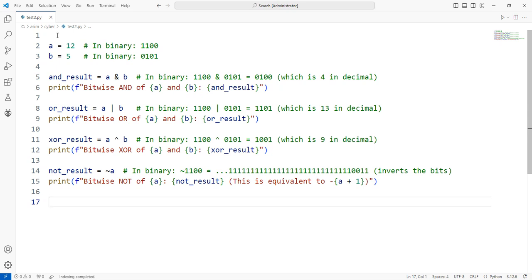Bitwise left shift operation. The left shift operation shifts all bits to the left by the specified number of positions. It adds zeros on the right.